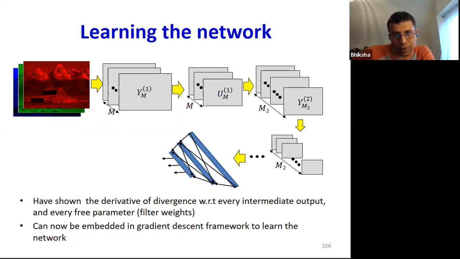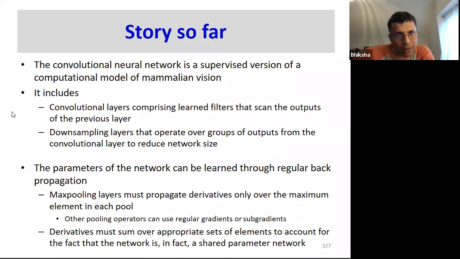Now, questions? Story so far. So the convolutional neural network is a supervised version of a computational model of mammalian vision. It includes convolutional layers comprising learned filters that scan the outputs of the previous layer, and downsampling layers. And what we saw was that the parameters of the network can be learned through regular backpropagation. Max pooling will only propagate derivatives over the maximum element, and overall derivatives must sum over appropriate sets of elements to account for the fact that the network is in fact a shared parameter network. So this is what we have seen so far.